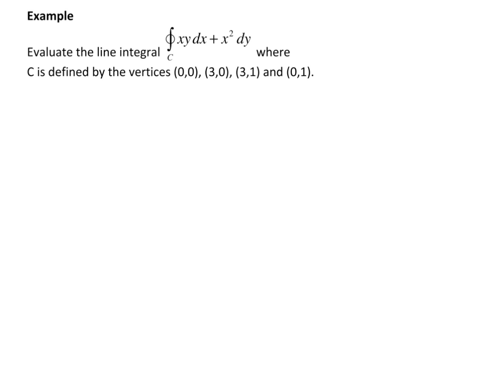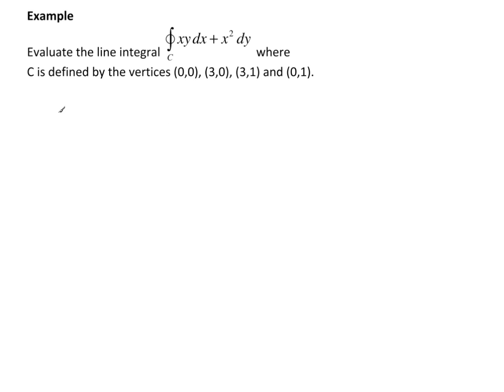Let's take a look at an example, and one that would, I think, illustrate rather well a time it may be nice to use Green's theorem. So I want to evaluate the line integral that's given by xy dx plus x squared dy. And obviously this is indicating that we're integrating over a closed curve where C is defined by these vertices.